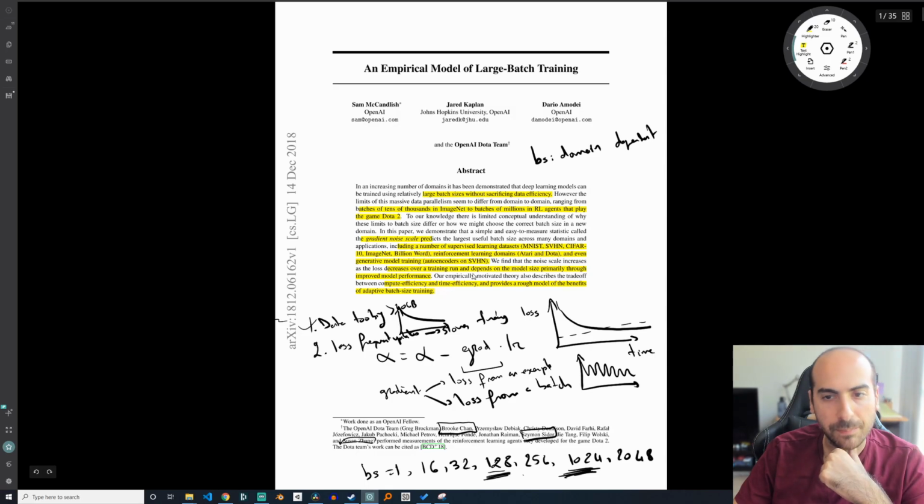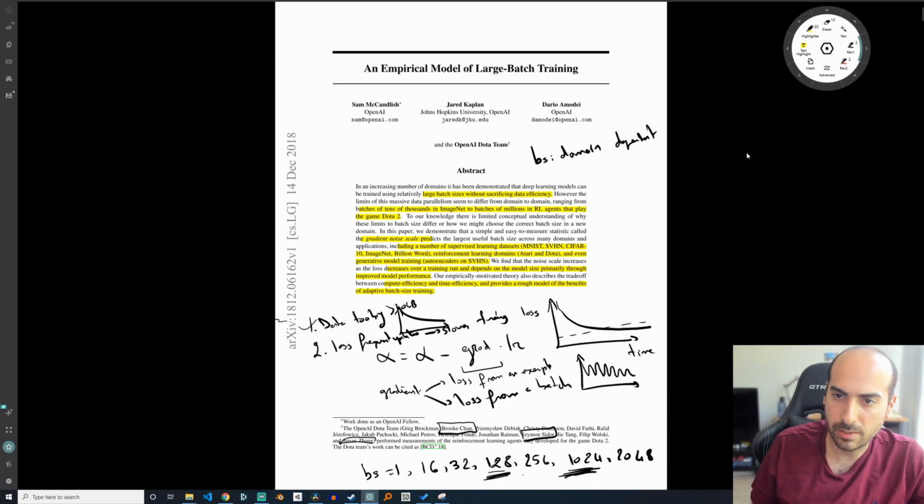Okay, this is interesting. There are a couple of ideas here that we should be on the lookout for. One is that it's domain dependent. The other is the gradient noise scale, so how is this defined? And then three is adaptive batch size training.